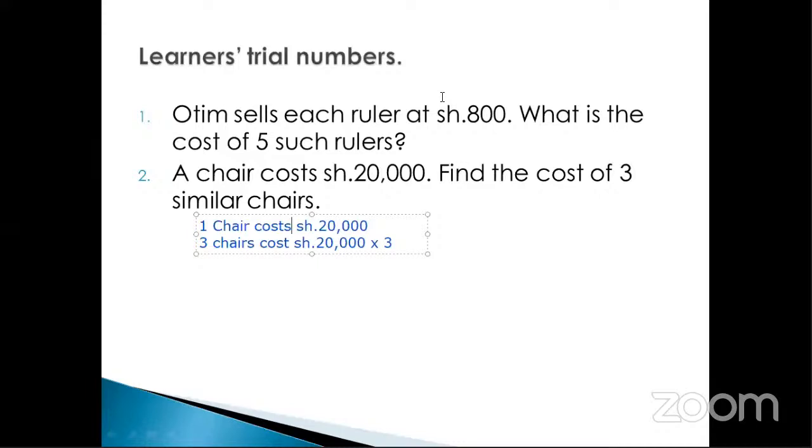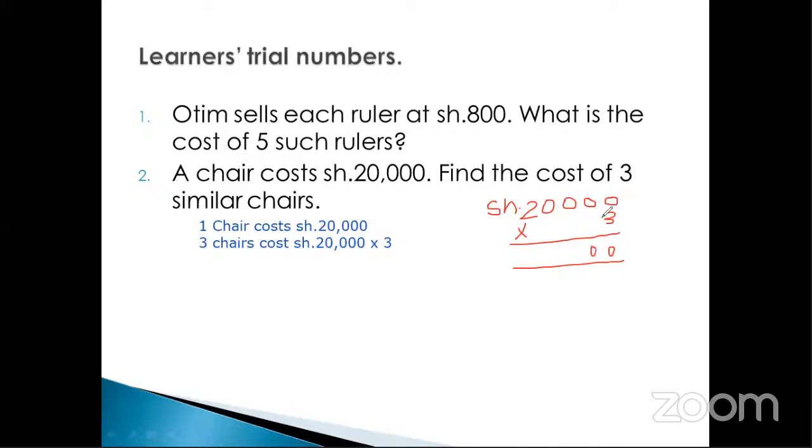If you have written it horizontally like that, you come and say, okay, here I have 20,000 shilling, 20,000 shilling, 20,000 shilling, 20,000 shilling. Then you multiply it by 3. This is what you have been doing. To get the cost of 3 chairs, we shall multiply 3 times 20,000 shilling. So you have 3 times 0, which you get here 0. Then also you have 3 times 0, which you get here 0.